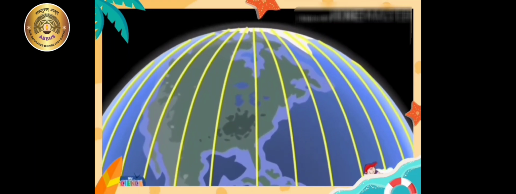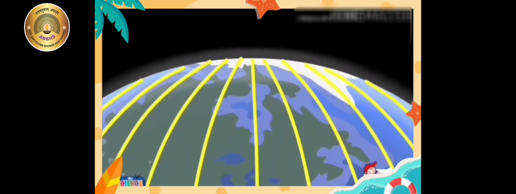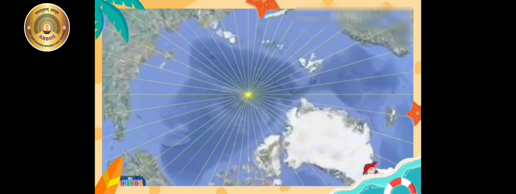So you may ask, are the meridians of longitude equidistant like the parallels of latitude? The answer is no. Unlike parallels of latitude, the meridians of longitude intersect at the north and south poles.